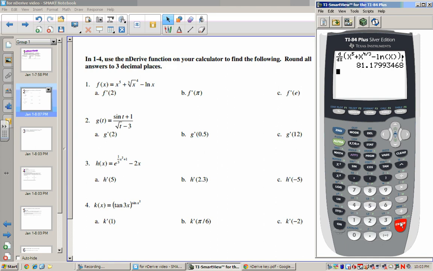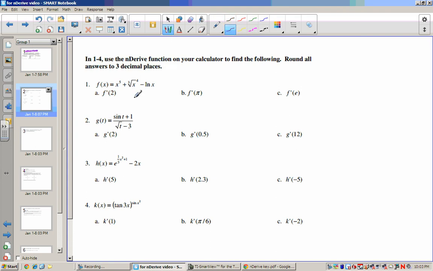81.180. Now on the AP exam, anytime you use your calculator, you can round to 3 places, but you must round to 3 places at least in order to get credit. So we're going to write that answer down right here. We have 81.180.